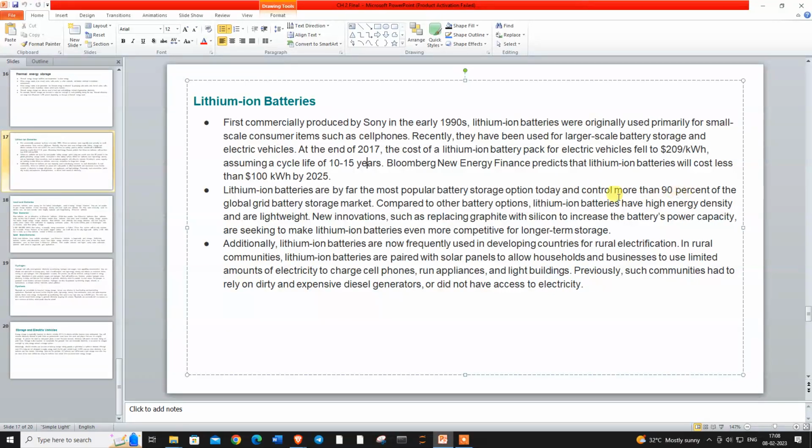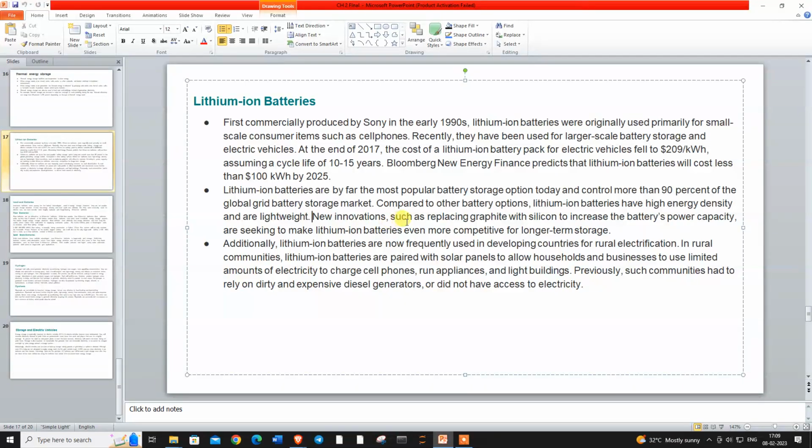They control more than 90% of the global grid battery storage market. So it is extensively used. You can see here, 90% of battery energy storage power plants use lithium ion batteries. Compared to other battery options like nickel cadmium, flow batteries and hydrogen fuel cells, these lithium ion batteries have high energy density and are very lightweight. Also, there are very high innovations.